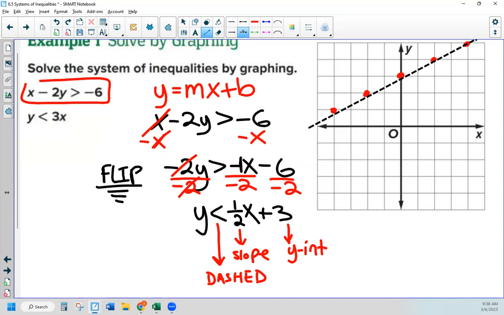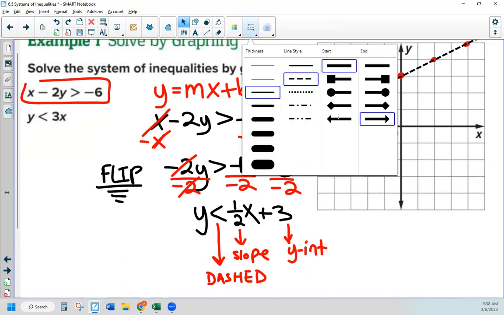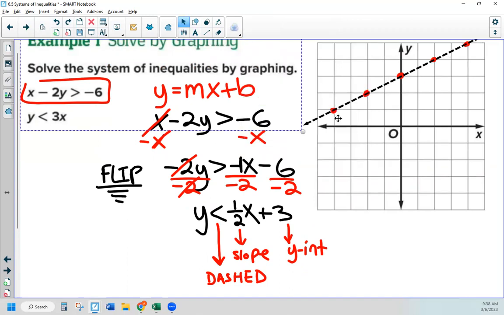I'll go ahead and fix it in a little bit. Make sure we've got 2 arrows on both sides. All right. There we go. We have a dashed line.